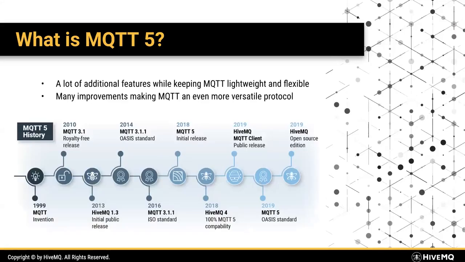So, quick history of MQTT. It started before the 2000s, in 1999. Officially released as a standard, it was in 2014, and now in 2019 we have the new version, MQTT 5, as an official standard, and we highly recommend using this for new projects. And we will see the benefits when we talk about the HiveMQ MQTT client later.